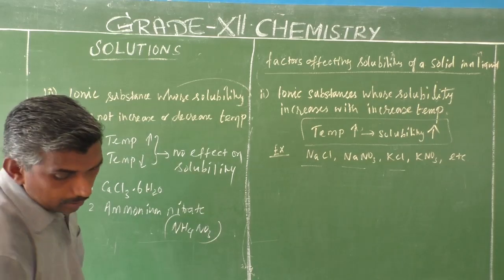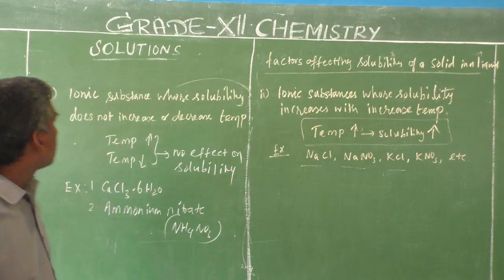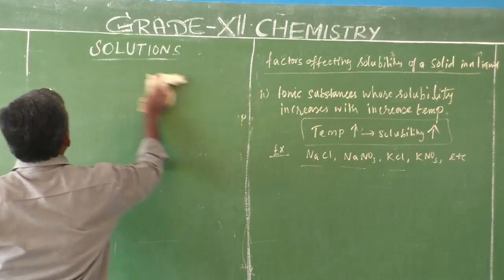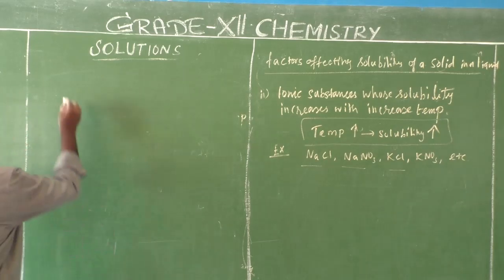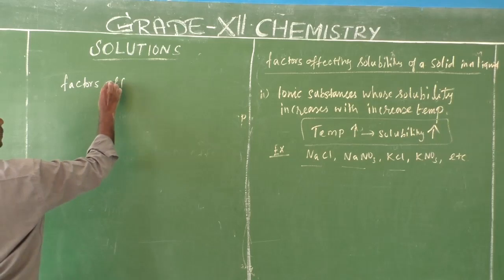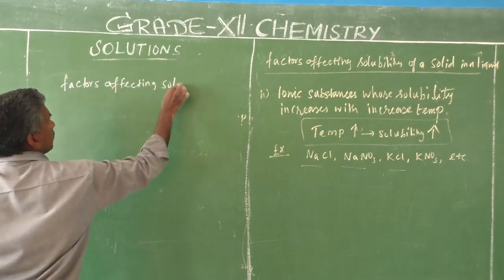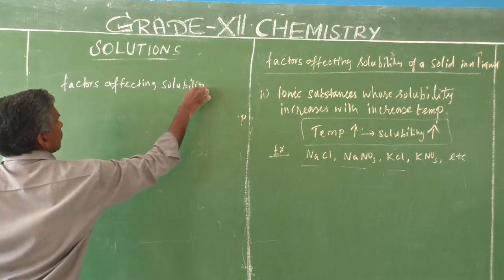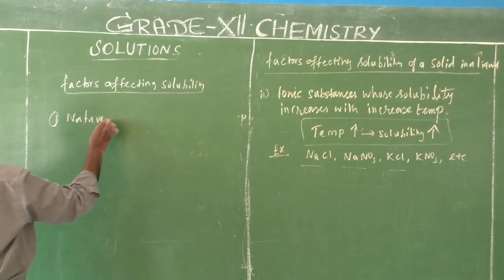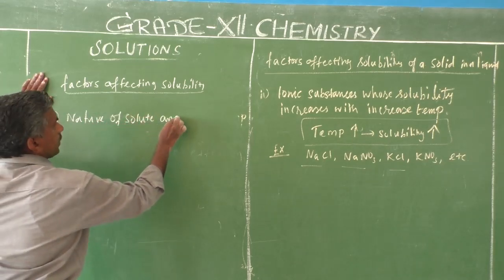What is the first factor? Nature of the solute and solvent. I will again repeat it. Factors affecting solubility. One, nature of solute and solvent.